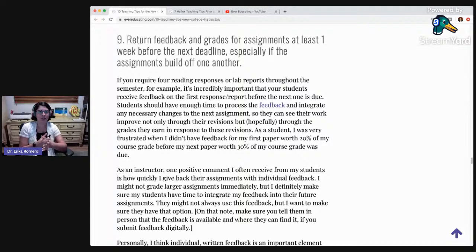So not much time. So definitely plan out your semester, right? That course schedule so you can give feedback in a timely manner, at least a week in between deadlines when they build off one another. So of course, if one assignment is a creative project and then the next one is something very formal and analytical and there's not much connection between them, okay, not as big a deal.